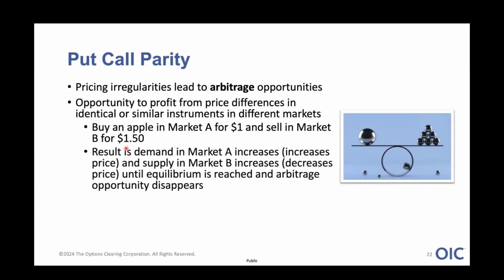Well, what's going to happen? This is naturally going to push up the demand for apples in market A, pushing the price from $1, say, maybe up to $1.25. And the selling pressure in market B is going to push the price down from $1.50 to say $1.25. So at $1.25, we would say that the market is cleared and now it's efficient. Apples are trading for the same price in market A as they are in market B, and there is no longer any arbitrage. Okay.